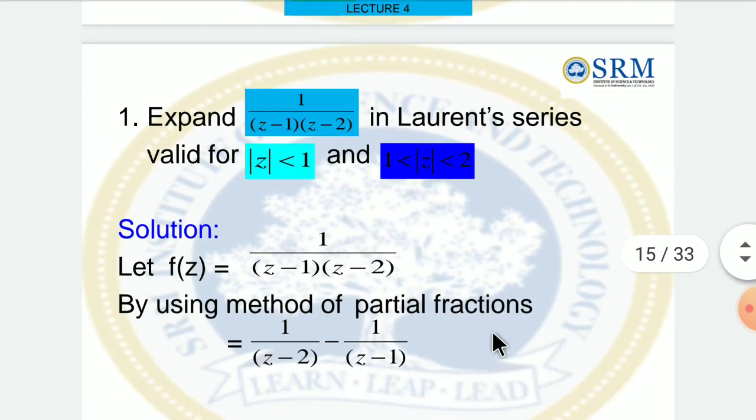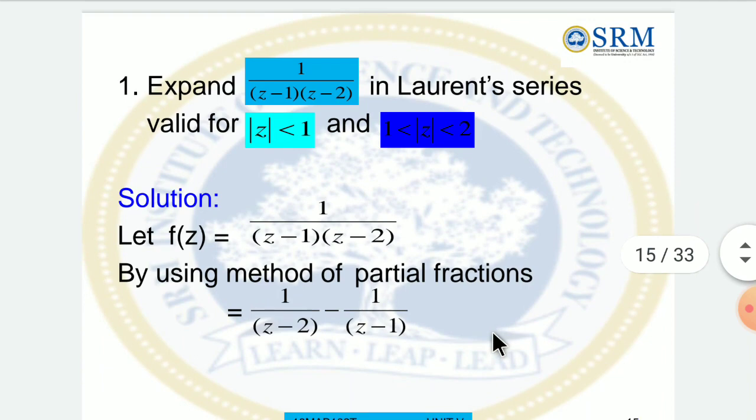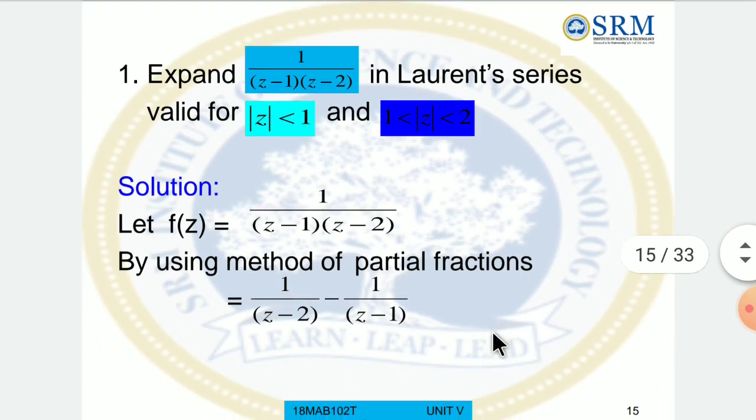Let us see the first sum. Expand 1 by z minus 1 into z minus 2 in a Laurent series valid for mod z strictly less than 1, so only inside a unit circle, where the center is the origin 0 and the radius is 1, and for 1 strictly less than mod z less than 2. That means it is in between the two circles. Got it?